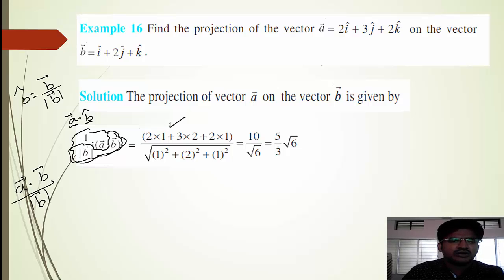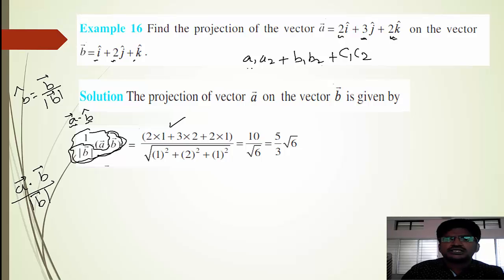A dot B means A1 into A2 plus B1 into B2 plus C1 into C2. So here A1 value is 2, B1 value is 3, C1 value is 2. A2 value is 1, B2 value is 2, C2 value is 1. So they are calculating A1 into A2, that means 2 into 1. Next, plus B1 into B2, that is 3 into 2. Plus C1 into C2, that is 2 into 1. Clear? So 2 into 1 plus 3 into 2 plus 2 into 1.